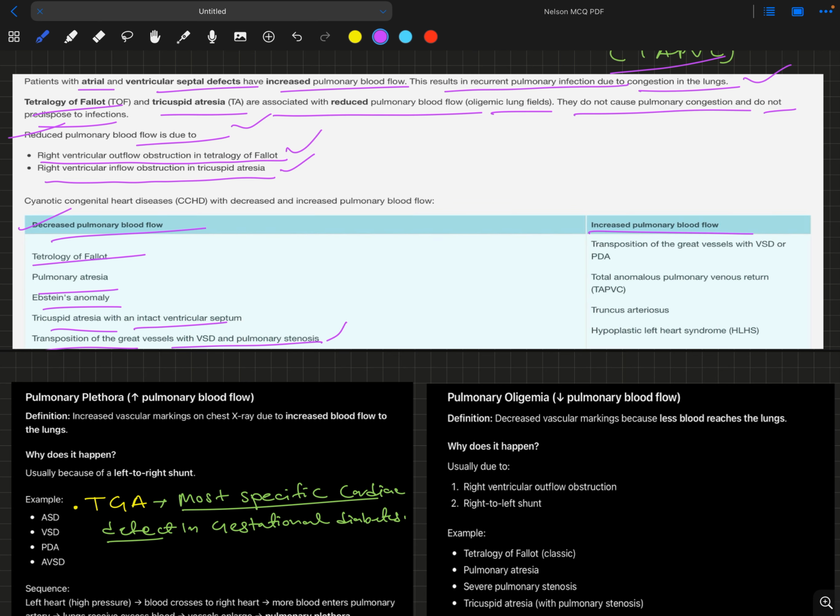Increased pulmonary blood flow is seen in transposition of great vessels with VSD or PDA. VSD, ASD, PDA, in all these conditions there is increased pulmonary blood flow that predisposes them to develop infections in the lung due to prolonged congestion. Another is TAPVC, truncus arteriosus, hypoplastic left heart syndrome. So in these conditions there is increased pulmonary blood flow.